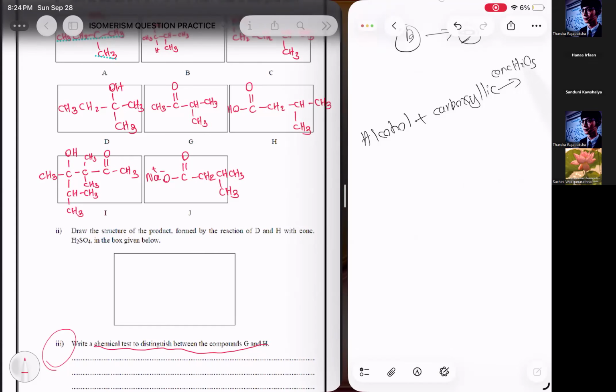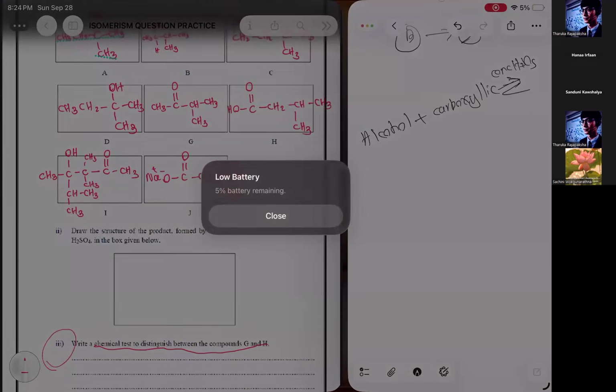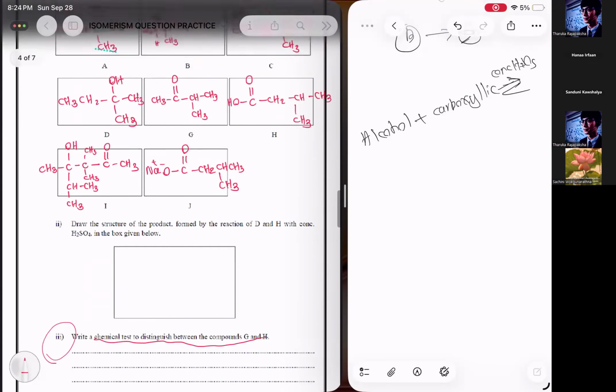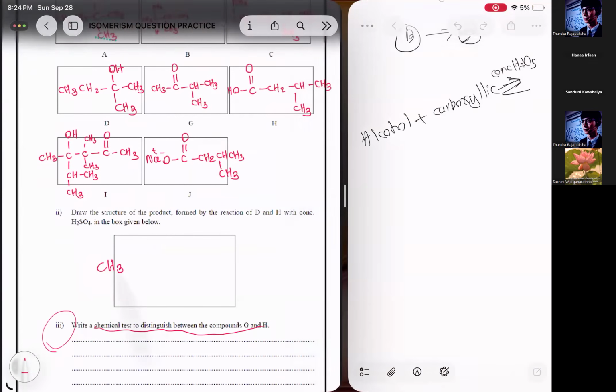This is a reversible reaction that is occurring. 5% battery remaining. Right? That means we have to form an ester then. So let me draw the carboxylic acid first. CH3, CH, CH3, CH2, C, O. And then we move on to D. Carbon, CH3, CH3, CH2, CH3. Hurry.